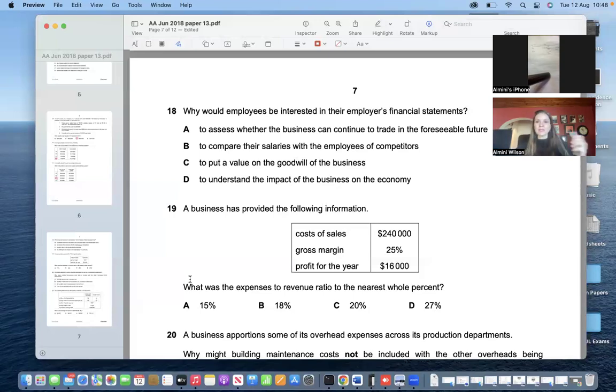And that is basically job security. They could have said job security, to see if they will go on trading. Obviously, also to see the salaries. I don't know if you'll be able to see that in the financial statements, but that's not the main reason. You, as an employee, would be an interested party.